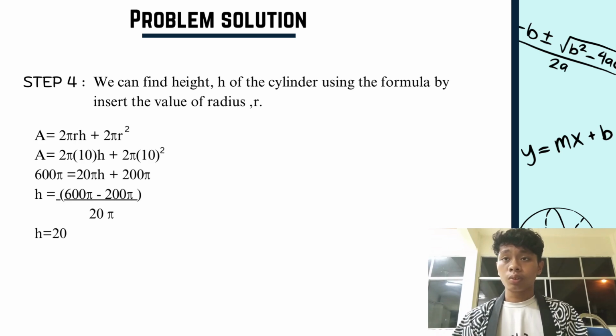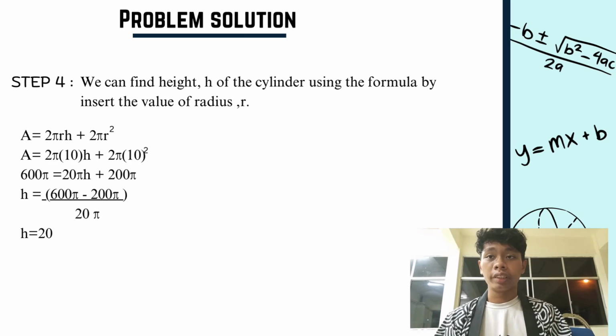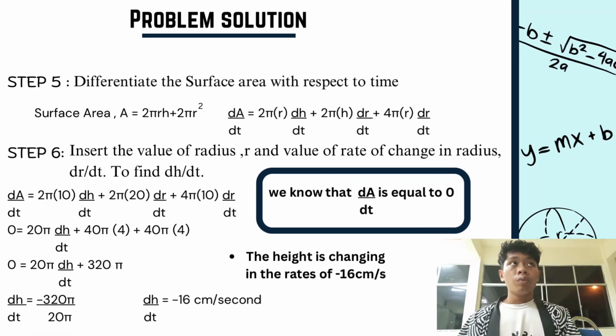A is equal to 2 pi rh plus 2 pi r squared. A is equal to 2 pi, insert the value of radius, 10 times h plus 2 pi 10 squared. So the last step is h is equal to 20. After we found the height, we know that surface area is equal to 2 pi rh plus 2 pi r squared.